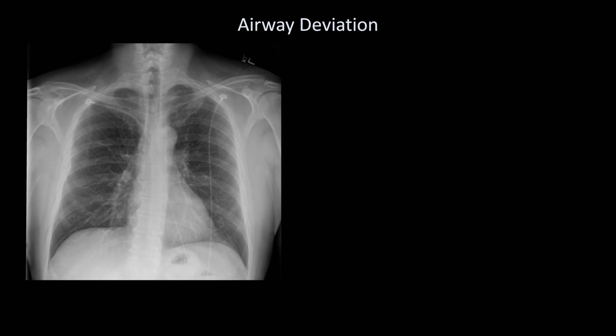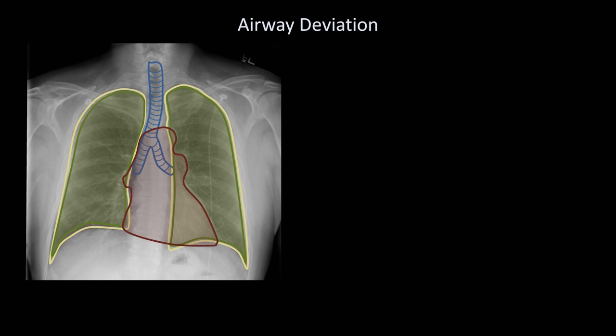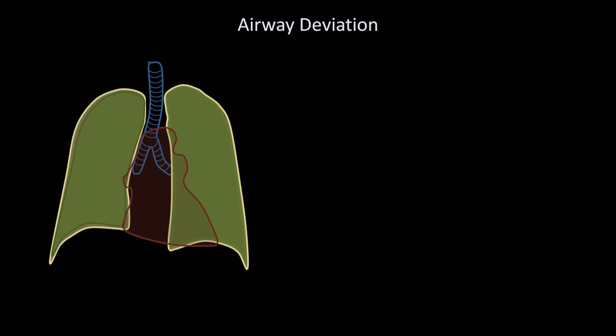We'll start off with a normal chest x-ray and superimpose an outline of the airways, the heart, the lungs, and around the lungs, the pleura. What happens when air is introduced into the pleural space, a condition known as a pneumothorax? Since the intrapleural pressure is usually lower than atmospheric pressure, more and more air will begin to accumulate, and as it does so, the lung on that side becomes compressed.